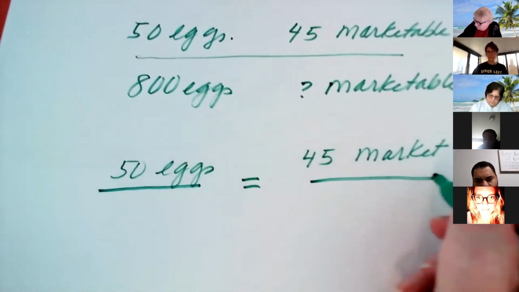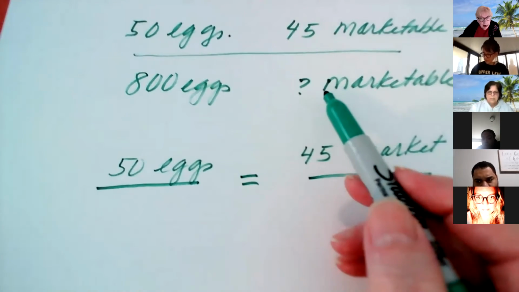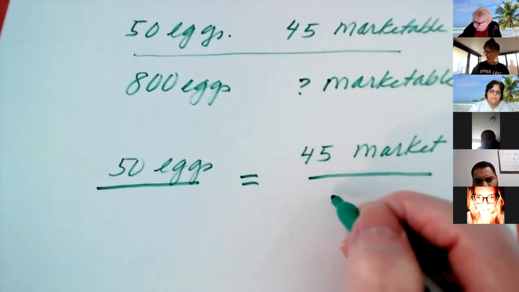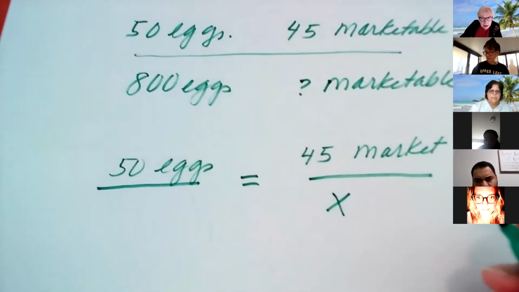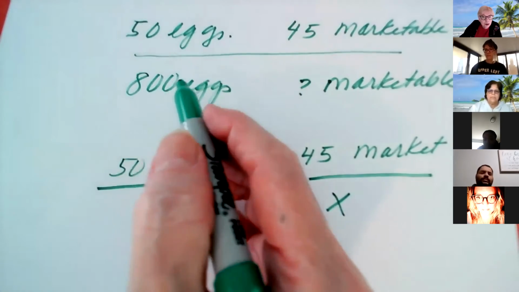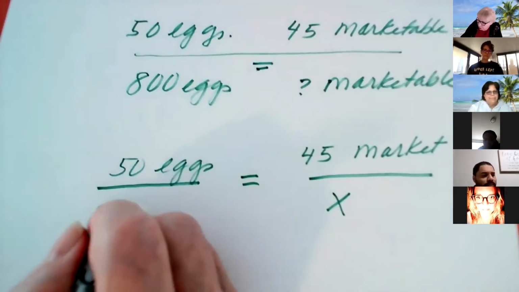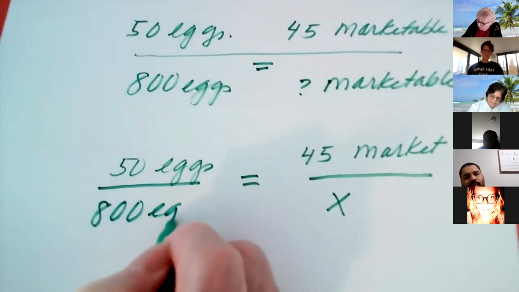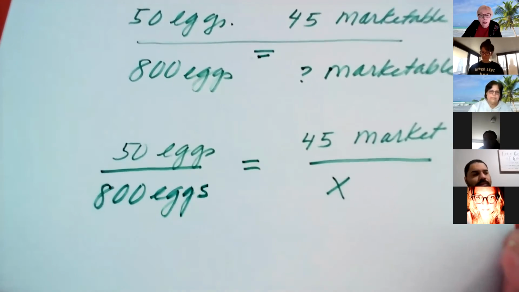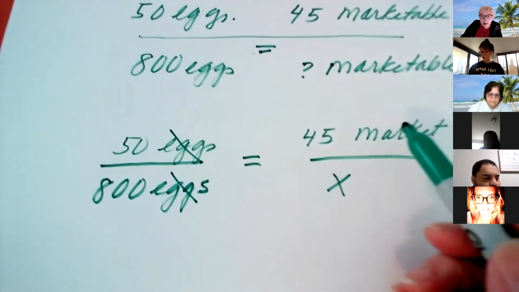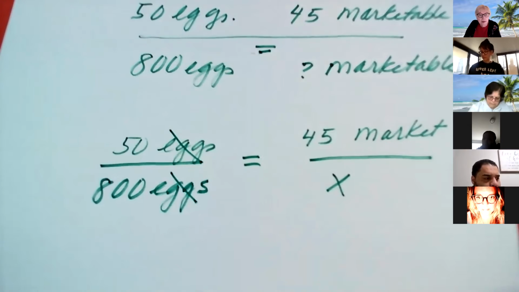Now, they're interested in how many can be marketable, which means this has to be X, which means this is already set up in its proper way. This would be 800 eggs. And in this format, eggs and eggs go, and what you're left with is how many can be marketed.